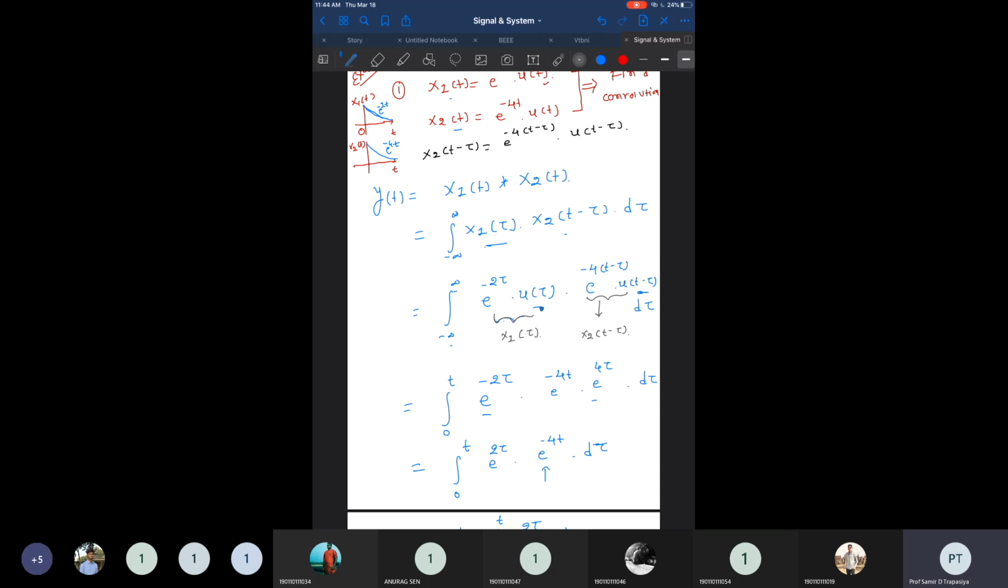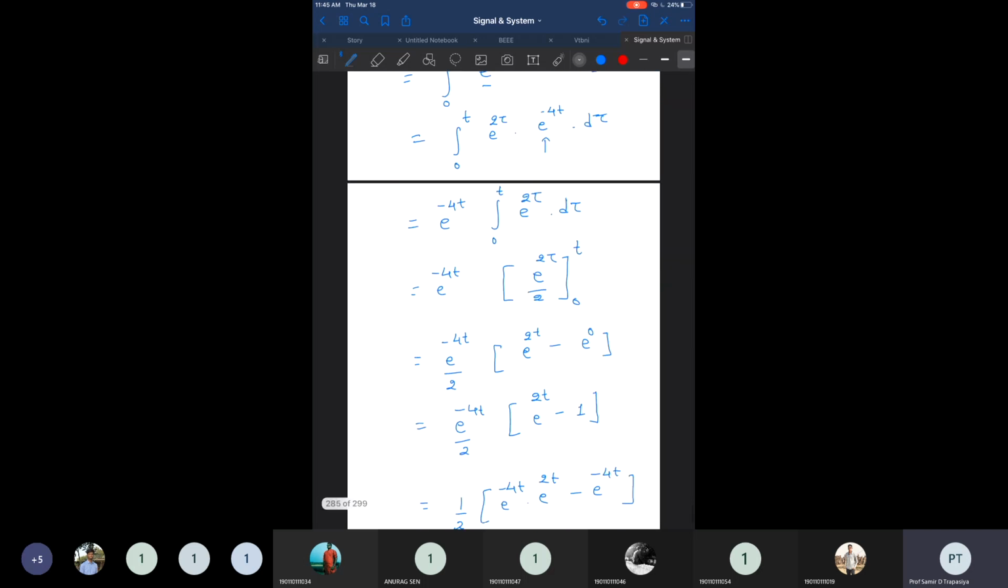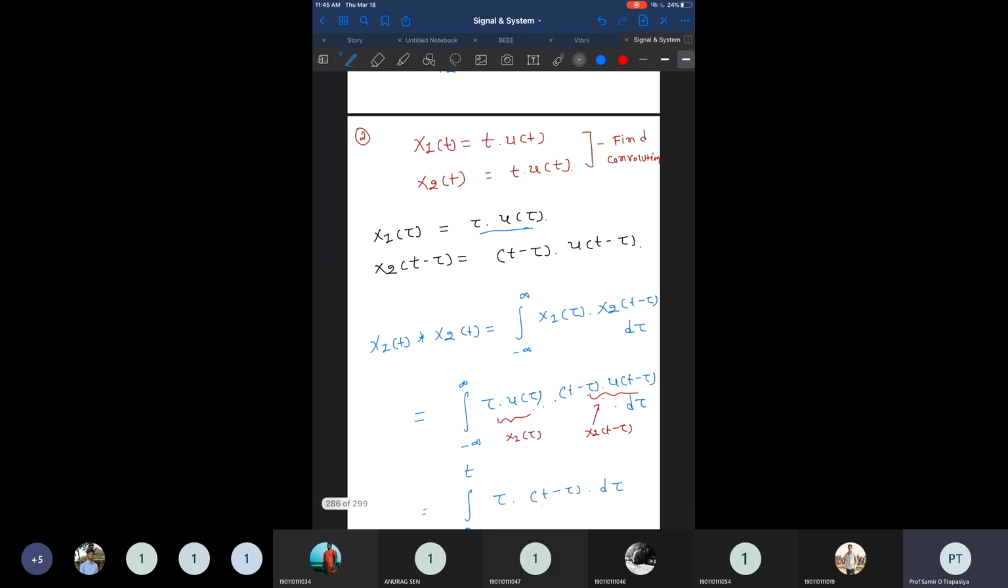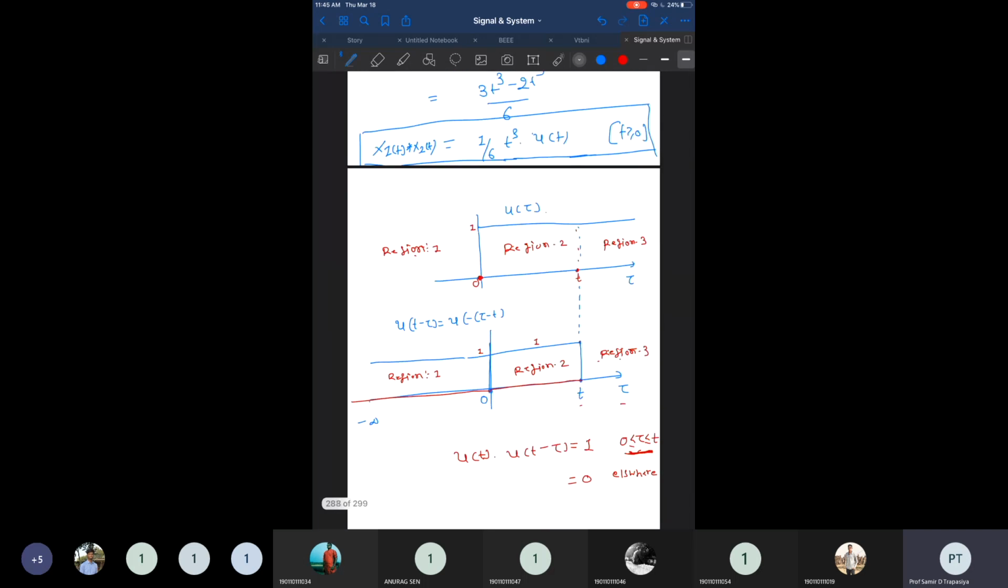Either u of tau would be 0 or u of t minus tau would be 0, then this whole function will turn out to be 0. So the only portion that remains is the overlapping region where u of tau is not 0, meaning u of tau is 1, and u of t minus tau is also 1, right? So we need to identify this portion where both are 1. Here we need to understand this.